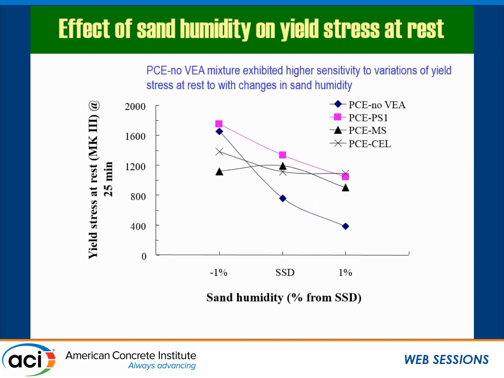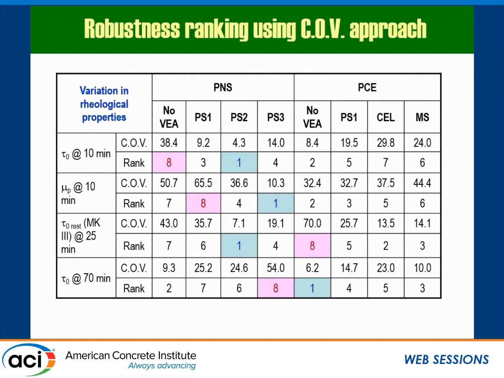On the other hand, if you take sand humidity versus, in this case, yield stress, using a rheometer after 25 minutes, the polycarboxylate without any VEA is the blue one, and you see there's a very sharp reduction in yield stress when you increase the water content from the sand. And when you add the viscosity-enhancing admixtures, depending on the combination, you can still have a sharp reduction or a more or less attenuated response. And that's what you're looking for.